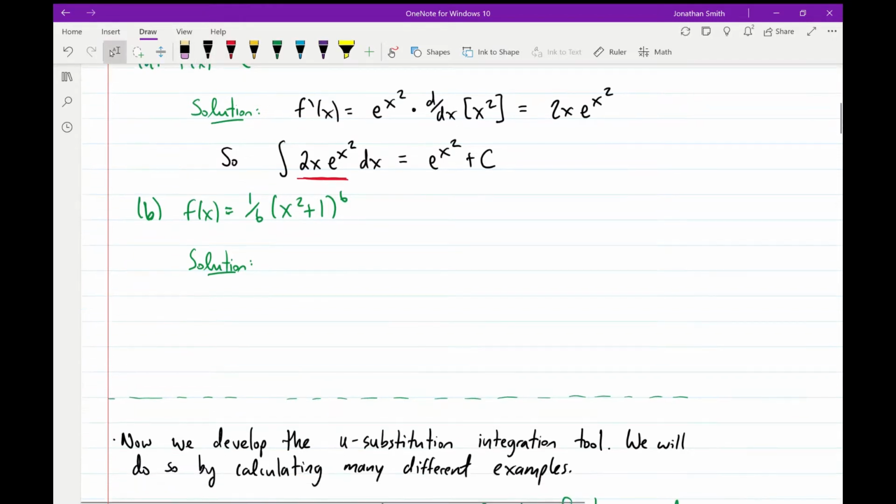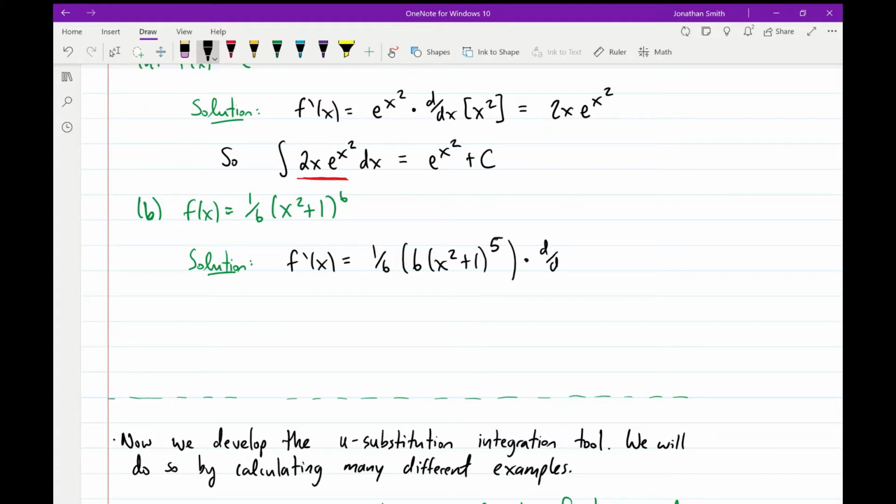All right, for the next example, f of x is equal to 1/6 times x squared plus 1 to the 6th power. Again, we take the derivative. 1/6 is just a constant, so I can pull it out, and I have a 6 times x squared plus 1 to the 5th power. Now I'm going to multiply by the derivative of the inner function x squared plus 1. Rewriting this, we get x squared plus 1 to the 5th power times the derivative of x squared plus 1, which is just 2x.